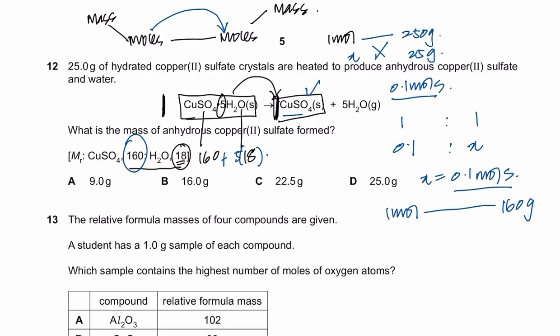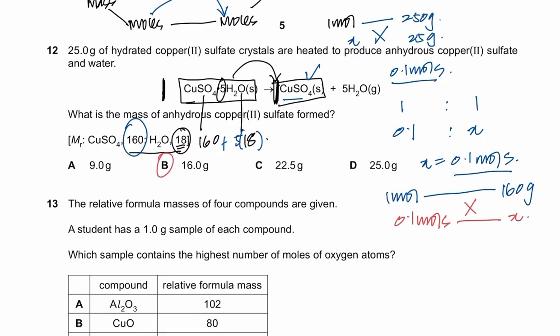So 1 mole has 160 grams, and if you have 0.1 moles of copper sulfate, how many grams would you have? That's x equals 0.1 times 160, that gives me 16 grams. And do we have 16? Yes, we do. B is the right option.